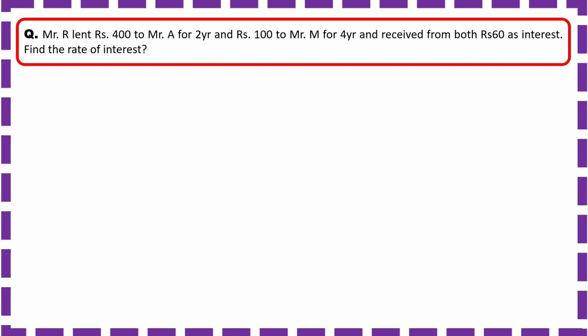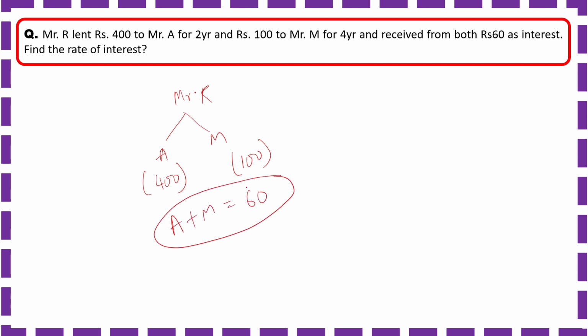So what did Mr. R do? So Mr. R lent 400 to Mr. A and to Mr. M. Okay, so for A he lent 400 rupees, and for M he lent 100 rupees. But he received 60 rupees as interest from both of them. So A and M together gave 60 rupees as interest. So simple interest of A and simple interest of M is equal to 60 rupees, right?